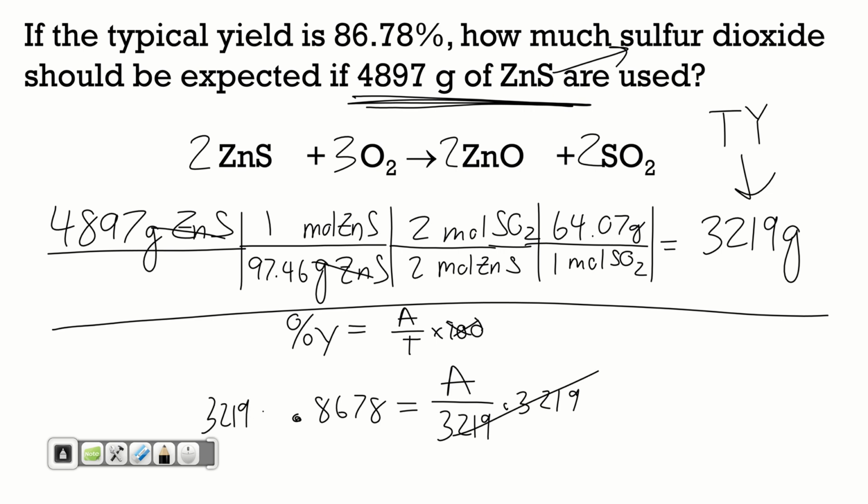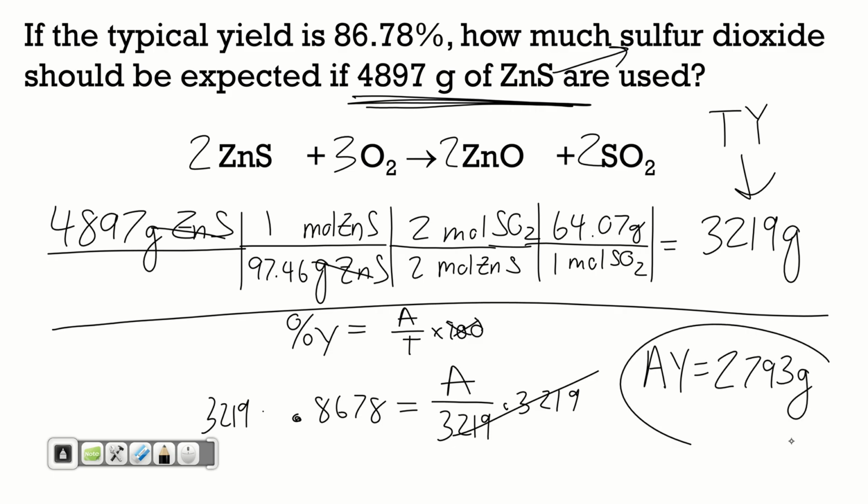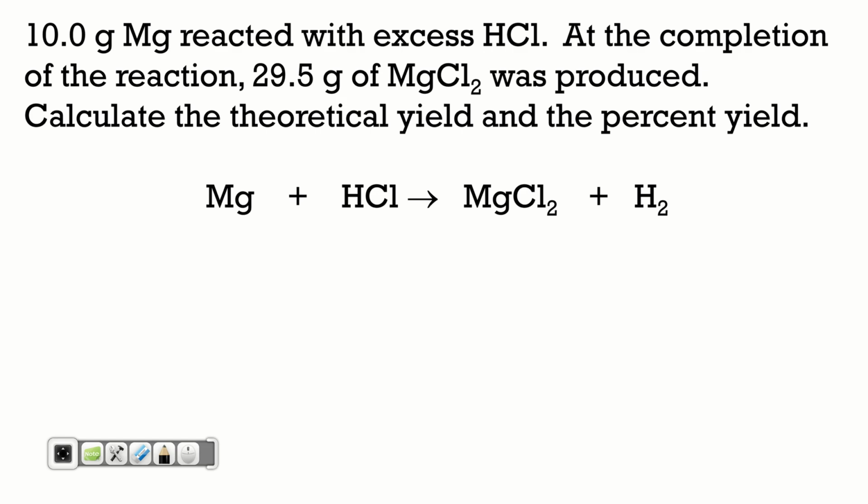And my actual yield is 2,793 grams. That is what I actually get. All right, so mass to mass, plug it into the percent yield equation, change that percentage to a decimal, A over T, solve. All right, so here we go.